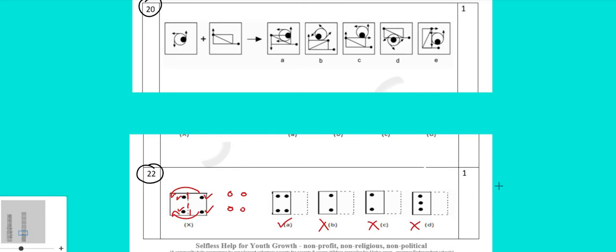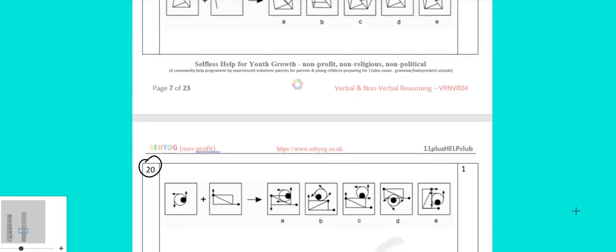Moving on to our next topic, that is shape addition. Here in shape addition, we are given two figures which, after adding, will give us one figure out of these 5 options, that is A, B, C, D and E. So let us now look into it.